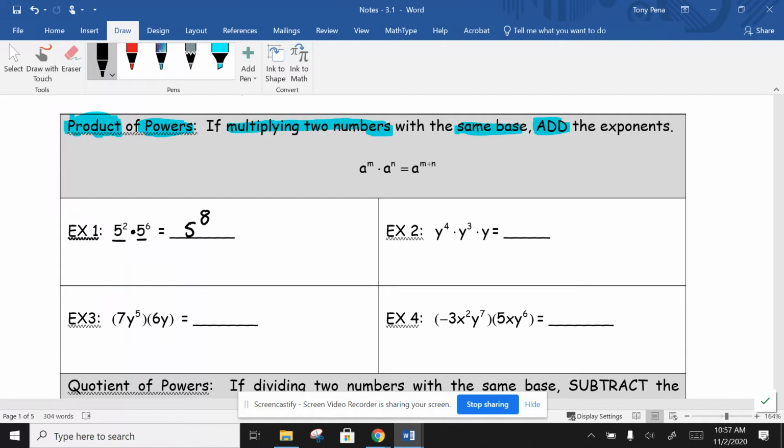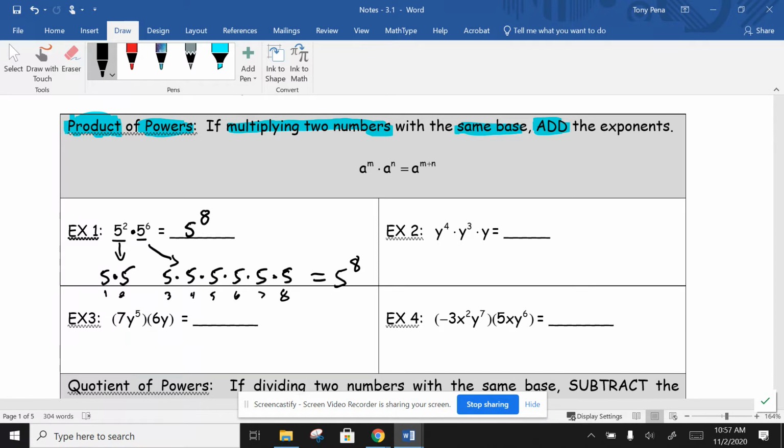All right, easy for me to say now, but it's very tempting when you start doing these on your own. Here's why it works out like this. This 5 squared means I have 5 times 5, 2 times. The 5 to the 6 means I have 6 5s multiplied together. So now just think about what that would mean. If I now have 1, 2, 3, 4, 5, 6, 7, 8 of these, don't I really just have 5 to the 8th power? So that shows us we're just adding the exponents and we don't want to actually do 5 times 5. It's just 5 to the 8th.